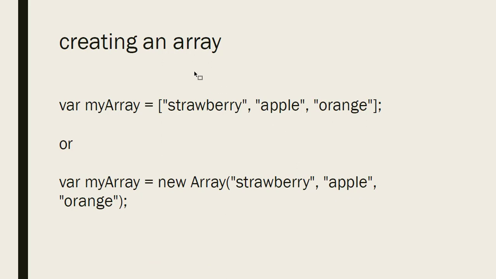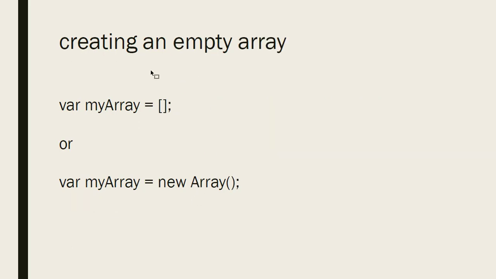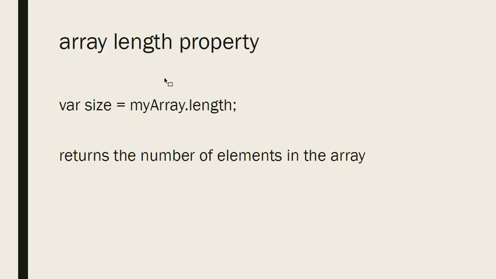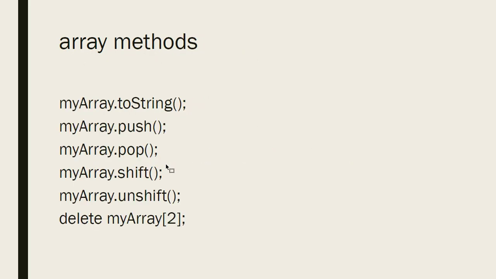The new material was creating an array, and there's a couple of ways to create an array. You can even create an empty array and then add elements later. One property is the array length property, and we'll use that, especially as we move forward into loops, we'll use that. Then we went over several array methods.